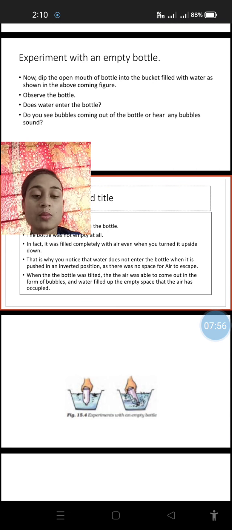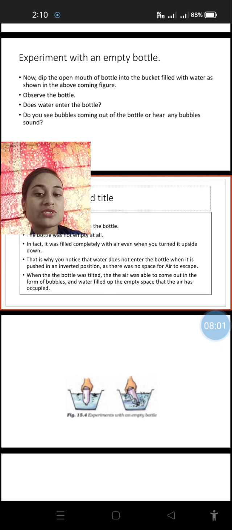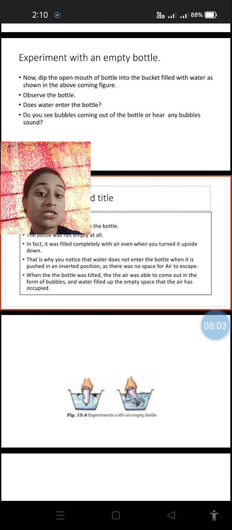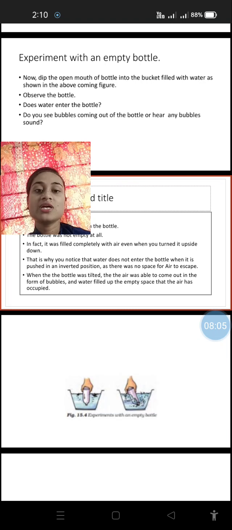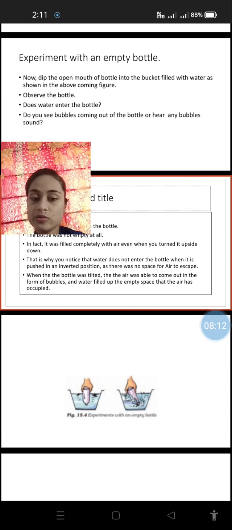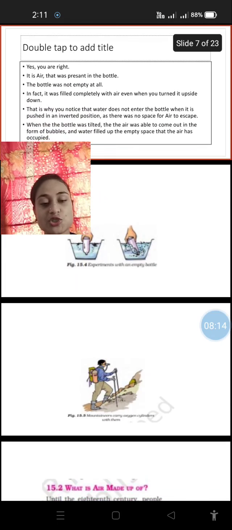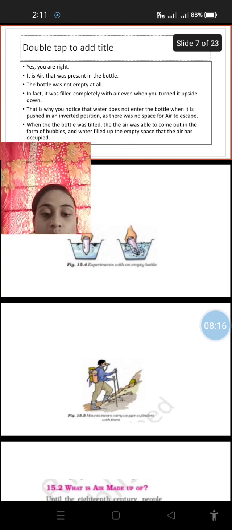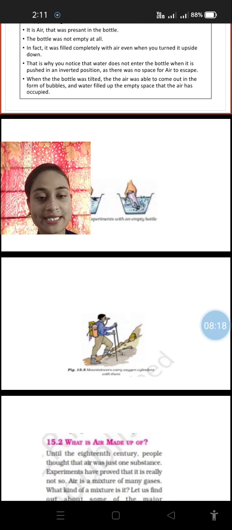So from this we know that as the bottle was not empty, it was filled with air, and when the air came out of it, it formed bubbles. Now let's move towards the next experiment or example, which is given in our next slide.